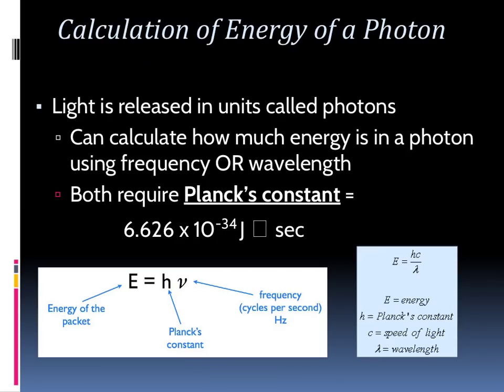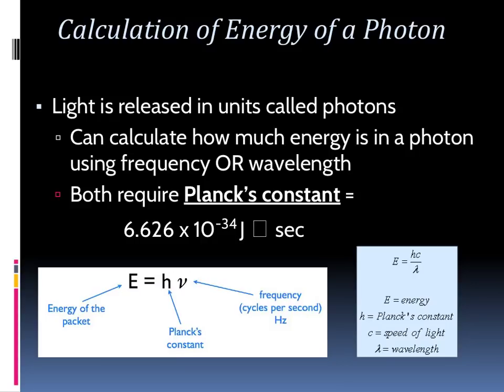As mentioned, when light is released, it is released in packets of energy called photons. What we also are going to be doing in this unit is calculating how much energy is in that particular photon. And it shouldn't surprise you that the energy of the photon is really based on the calculation involving frequency or wavelength, because both of those things are affected by the energy. If you have a high energy wave, it shortens the wavelength, it increases the frequency.